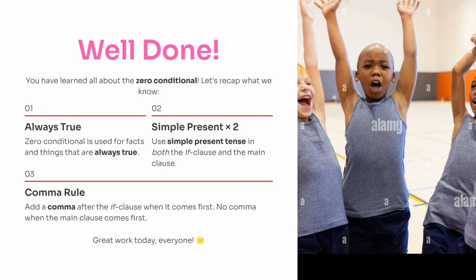Well done, everyone. You have learned all about the zero conditional. Let's recap what we know. Rule 1, zero conditional is used for facts and things that are always true. Rule 2, use the simple present tense in both the if clause and the main clause. Rule 3, add a comma after the if clause when it comes first, and use no comma when the main clause comes first. Great work today, everyone.